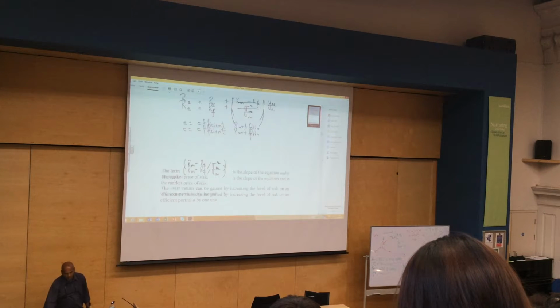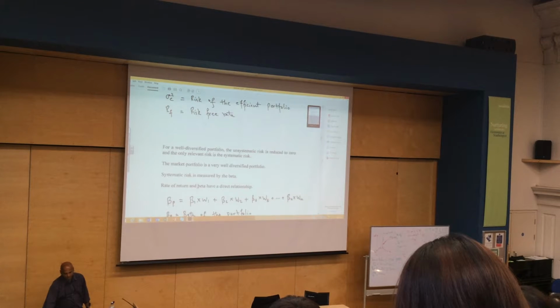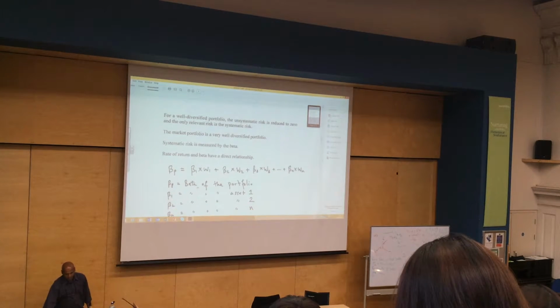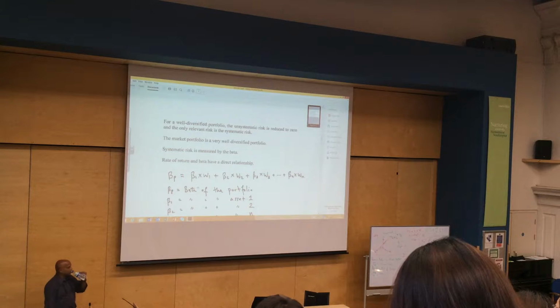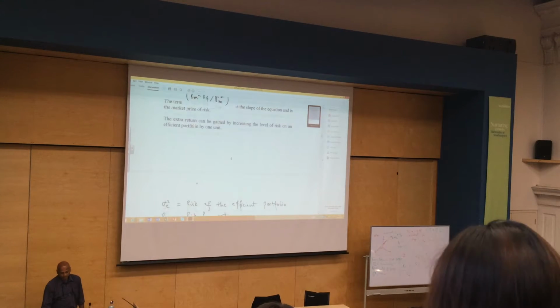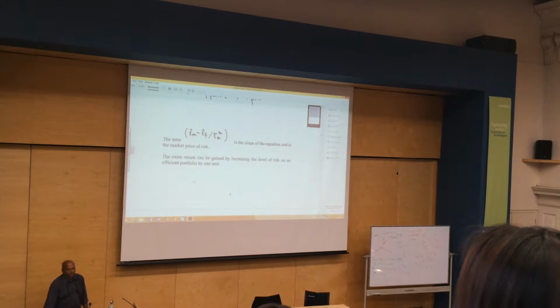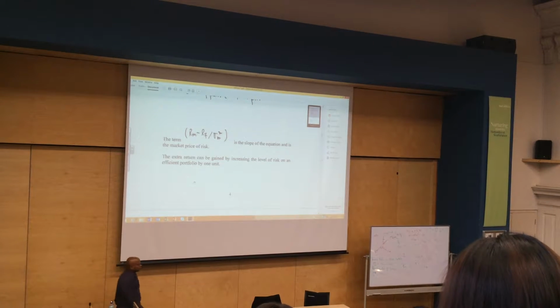This was just the beginning of the theory. Then they make this comment. Then they say, okay, look at that equation. Look at the slope. Look at the risk.